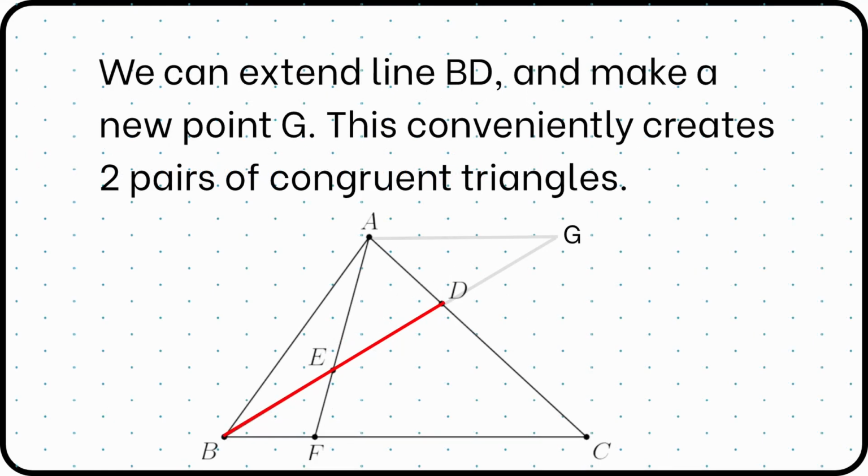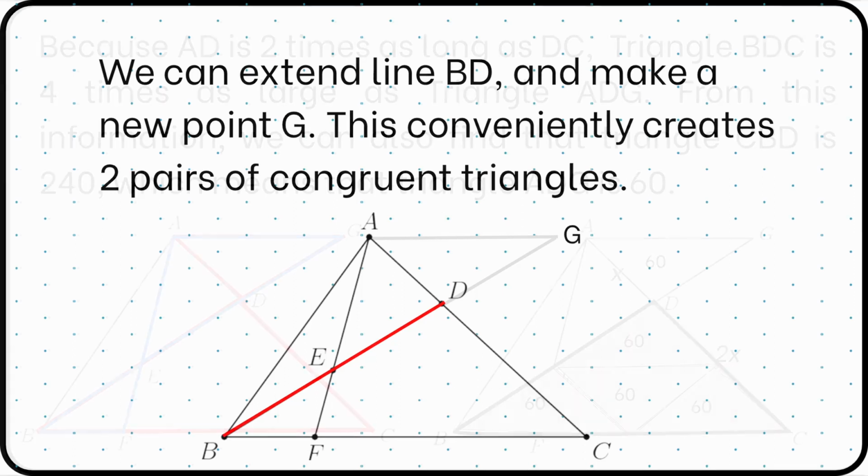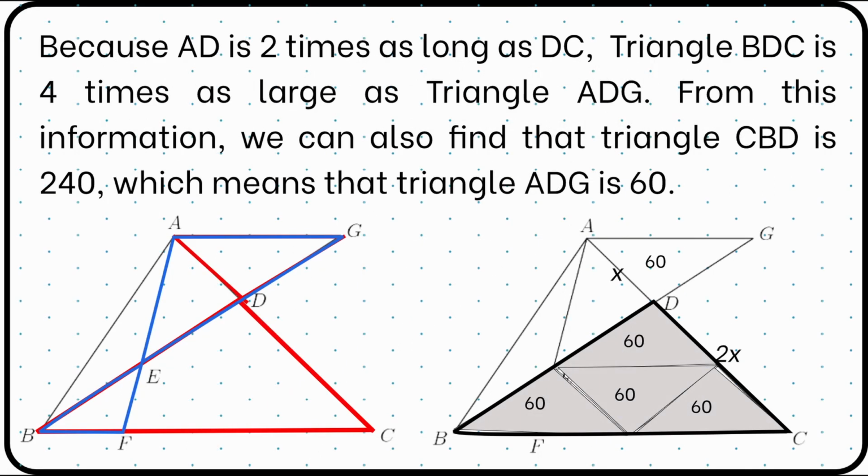For our first step, we can extend line BD and make a new point G. This creates two pairs of congruent triangles. Because line AD is 2 times as long as line DC, triangle BDC is 4 times as large as triangle ADG. If you don't understand, you can look at the bottom right corner where I split triangle BDC into 4 parts. From this information, we can also find that triangle CBD is 240, which means that triangle ADG is 60.